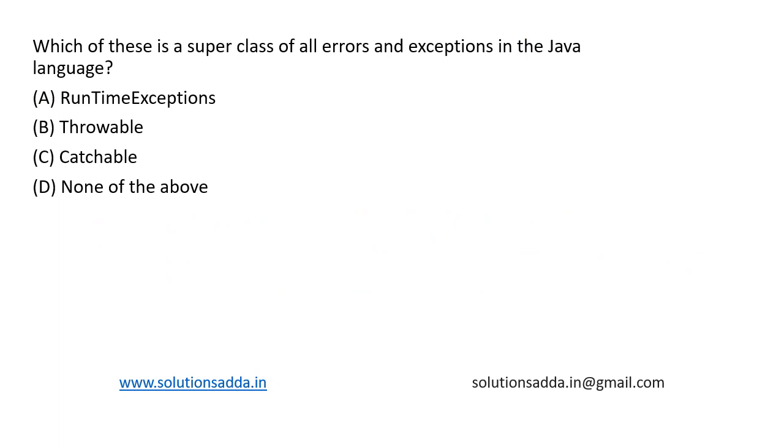This is a question from Java programming. Which of the following is superclass of all errors and exception in the Java language? Runtime exception, throwable, catchable, none of the above. All the errors and exception types are subclasses of the built-in class that is throwable. So throwable class is the superclass of all errors and exception in Java language.